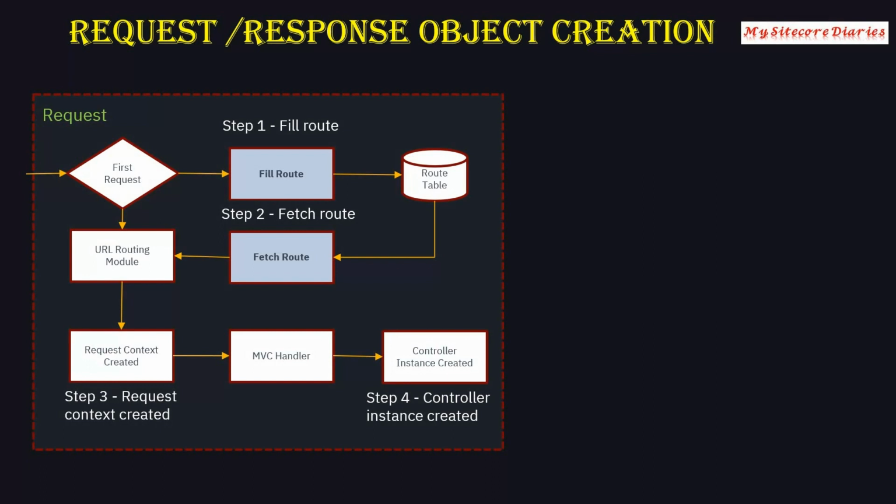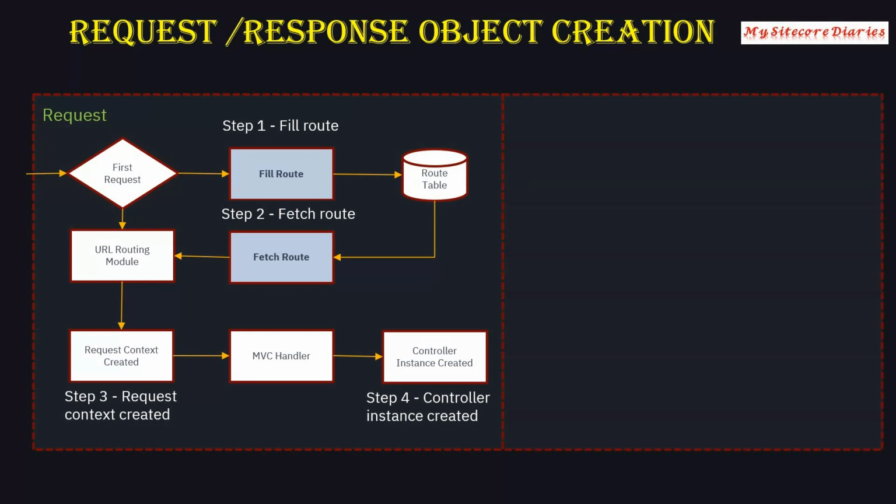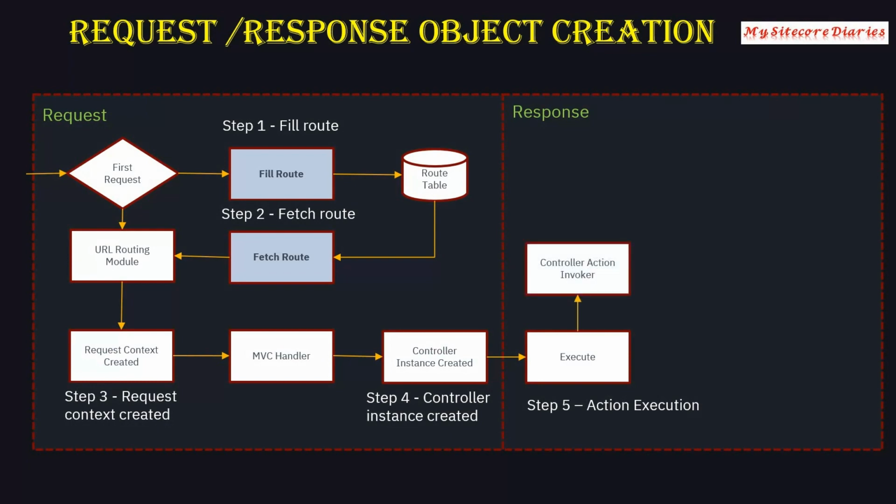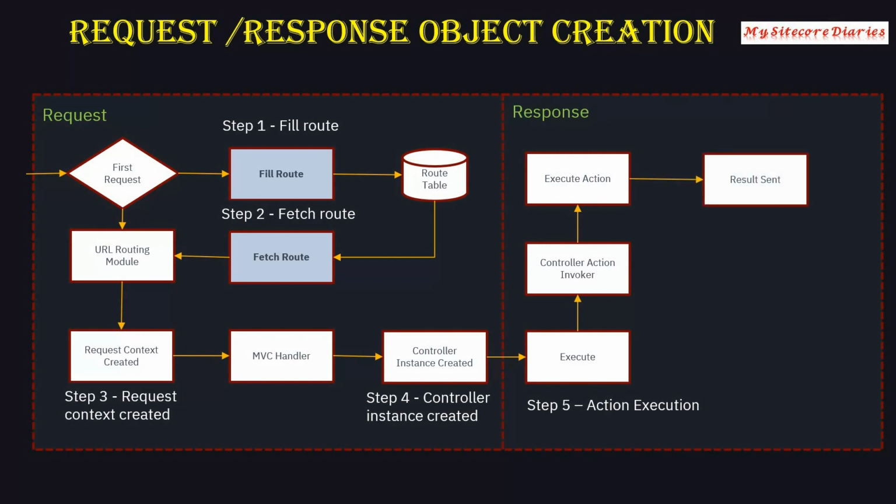Now, how the response will be created. Once the controller instance is created, the response will get created. The controller instance will execute the corresponding action. The action invoker will come into action, and it will invoke the exact action depending on your route. It will execute that corresponding action. Then the result is sent.